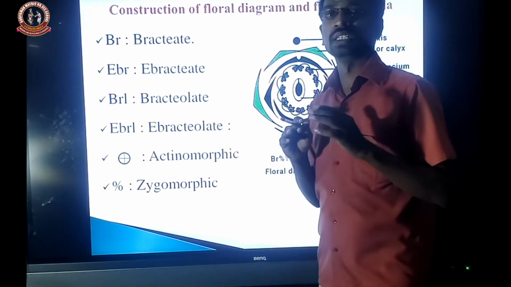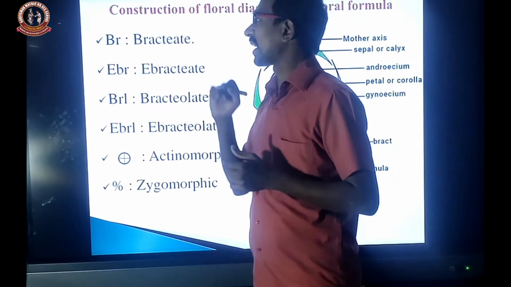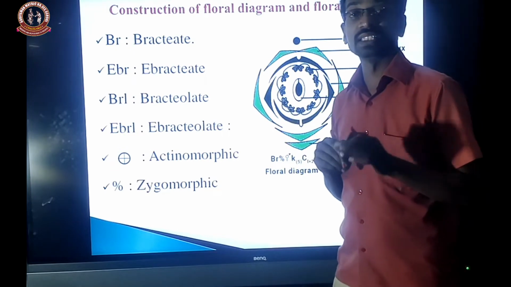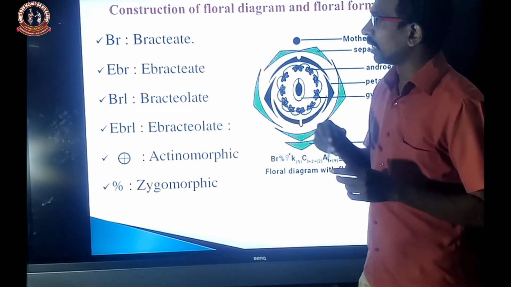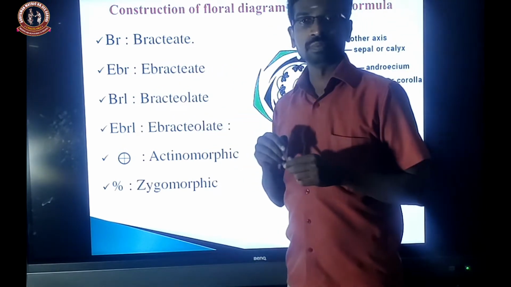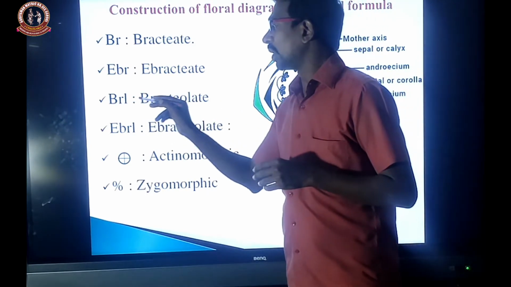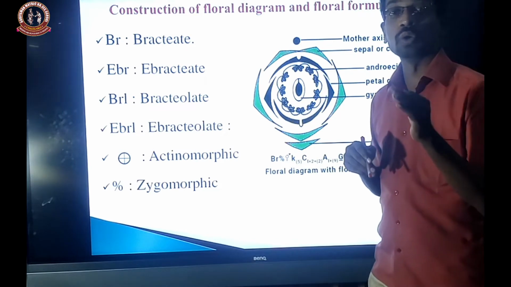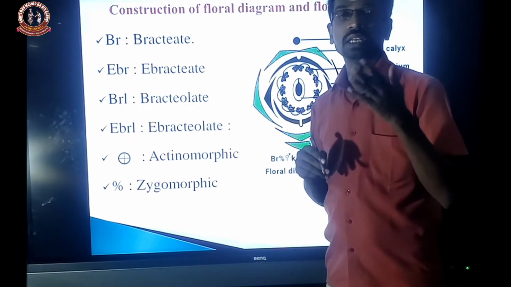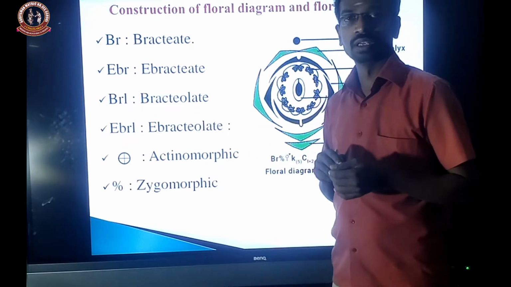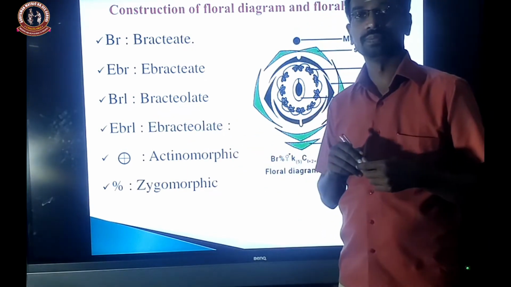Next we are going to see the floral formula. Br is represented as bracteate. The bract is present means it is bracteate, and we represent it as Br. Suppose we mention Ebr, meaning ebracteate, that means the bract is absent. Brl means the bracteole is present, that is bracteolate. What is a bracteolate? Epicalyx. If the epicalyx is present, that is bracteolate. In this floral diagram, the epicalyx is absent, so it is ebracteolate.